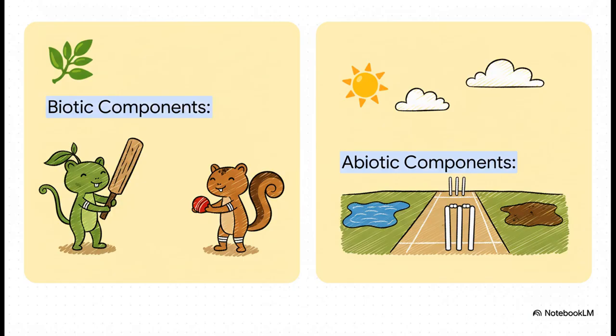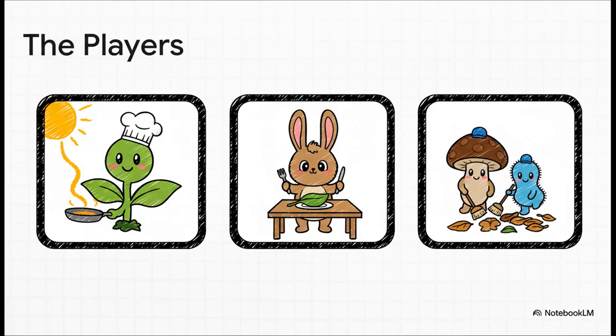The easiest way to remember this? Think of a cricket match. All the biotic components, the plants, animals, bacteria, all living things, they're the players. And all the abiotic components, the non-living things like the soil, the water, the sunlight, well, that's the playground. You can't have a game without players and a ground, right? Simple as that.